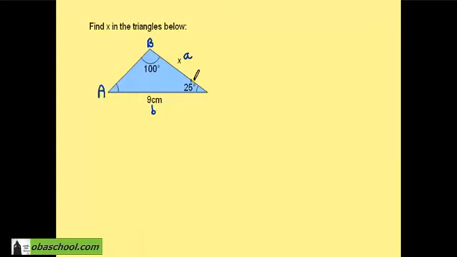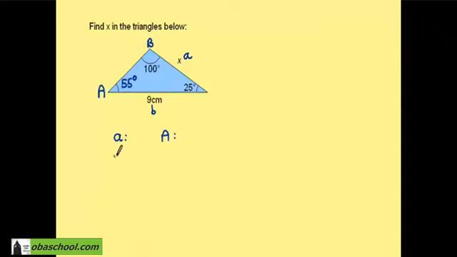We don't actually know the angle I've marked A, but we do know the three angles of a triangle add to 180. Therefore, using the 25 and the 100, we can see that this angle will be 180 take away 125, which is 55 degrees. Now let's collect our information in a table.